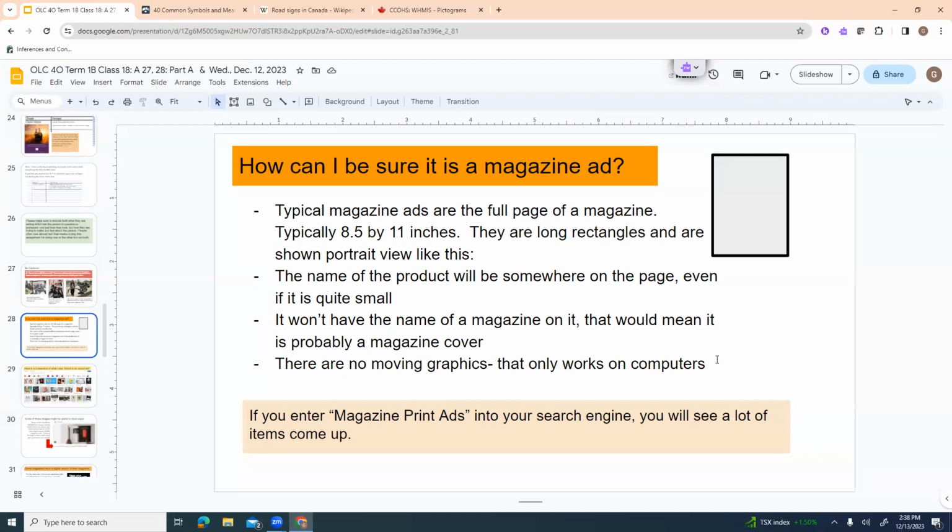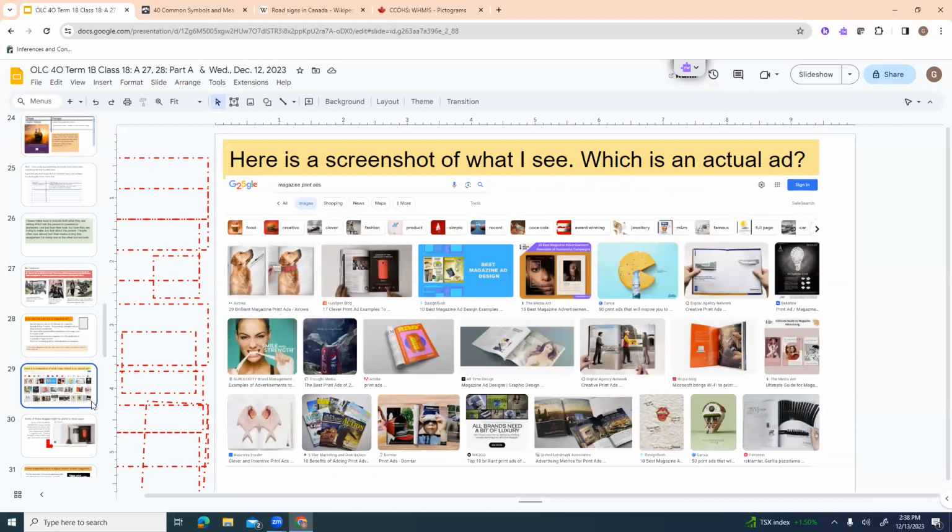So if you enter a phrase like magazine print ads in your search engine, a lot of items are going to come up. So here is an example. Here is a screenshot of what I see. But again, not all of these are actual ads. Some of them are stories about ads. Like this one says 21 brilliant magazine print ads. If I clicked on that, I would come up on an article that might include examples of magazine ads that I could use. So here's an example as well.